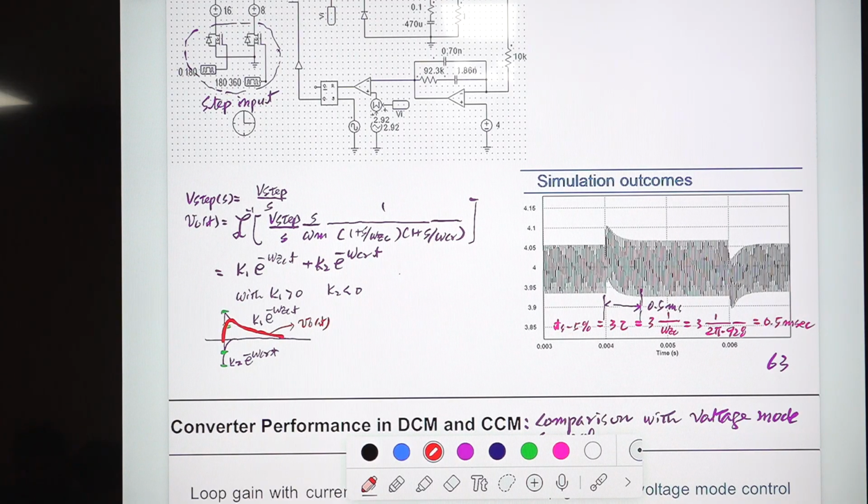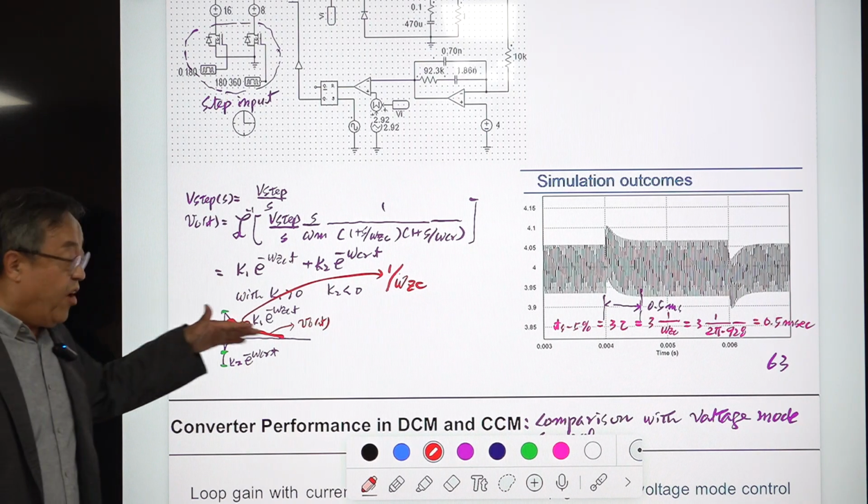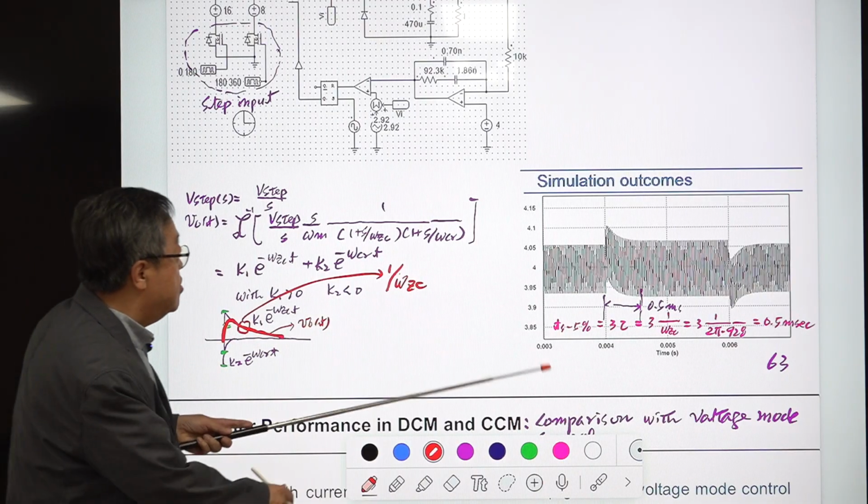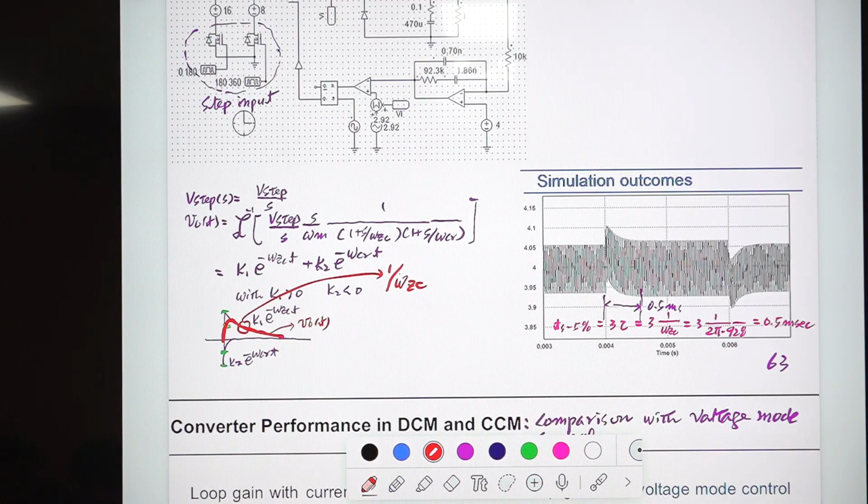So the time constant is determined by 1 divided by omega GC. This is the lower one. This pole is located at a lower frequency. This high-frequency one disappears fast, right? And from this, this is the tau. Then, if you take a look, this starts from 0. There's no initial jump, so it goes like this and comes back like this. And this is the estimation of the settling time, which is 0.5 millisecond.